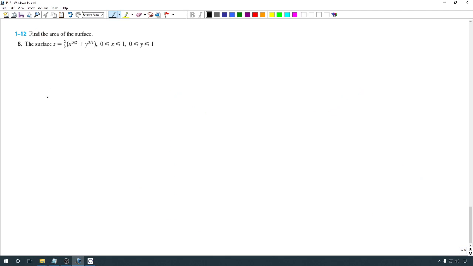Next, let's move on to problem 8. Here we're given a surface, kind of a complicated looking surface, but it's really just 2/3 times the sum of two powers, a power of x and a power of y. They actually already gave us our domain. It's just this time it's going to be the box, which we could go ahead and write as 0, 1 cross with 0, 1. And we just want to find what is the actual surface area of that surface.